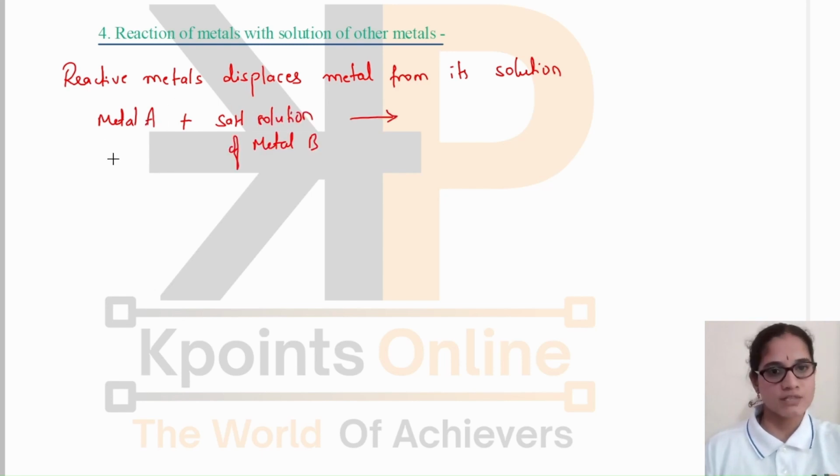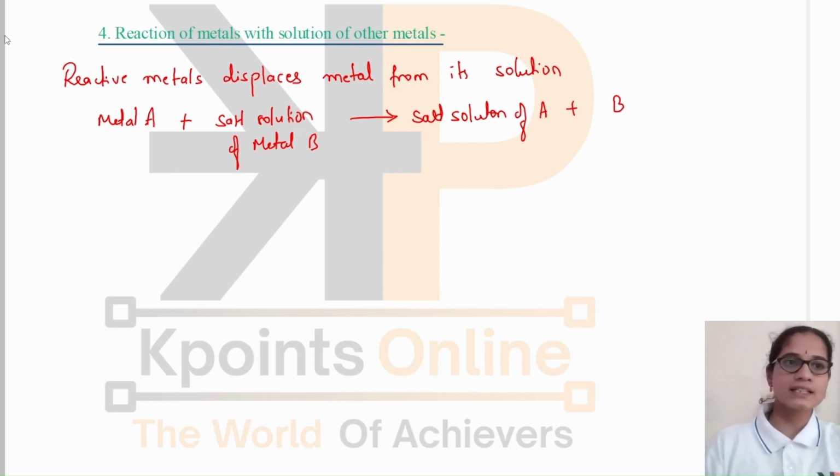This metal A, which is more reactive than metal B, is going to displace this metal B. It forms a salt solution of A plus B. This metal B, which is less reactive than A, is being replaced by metal A. Let us see the examples here.